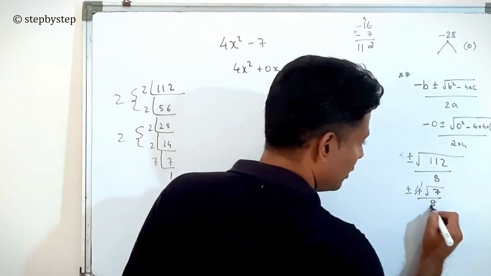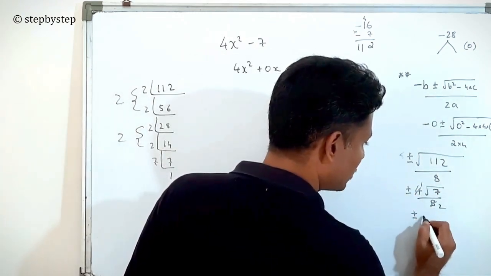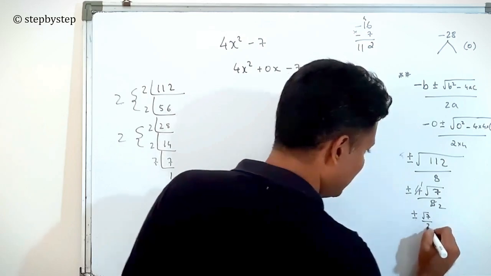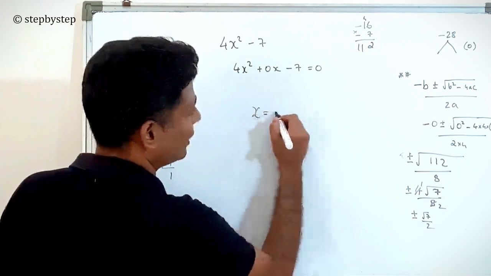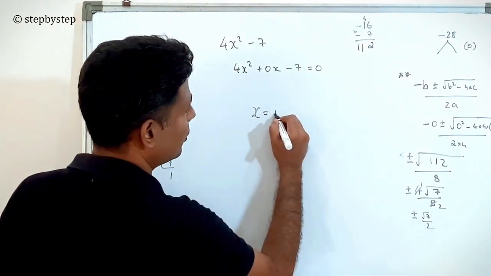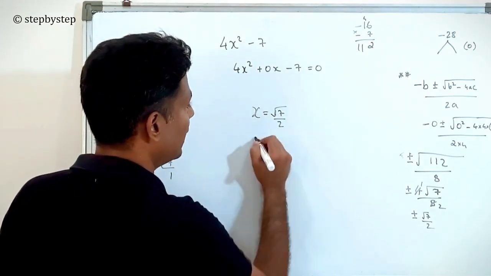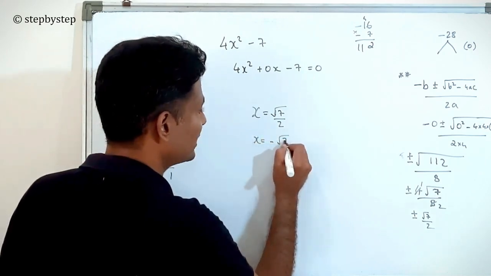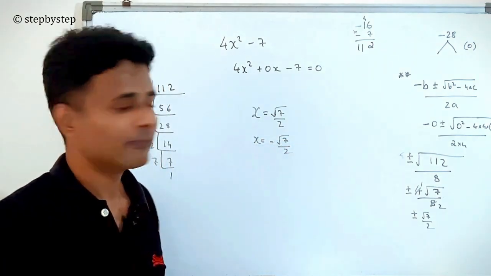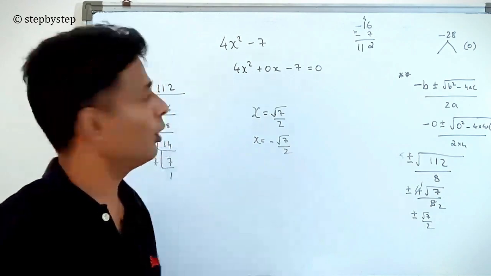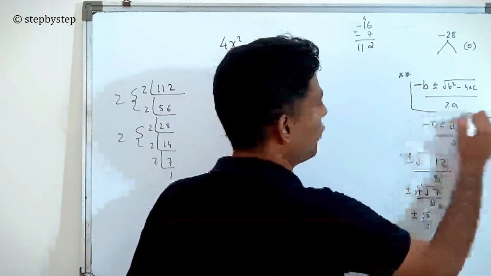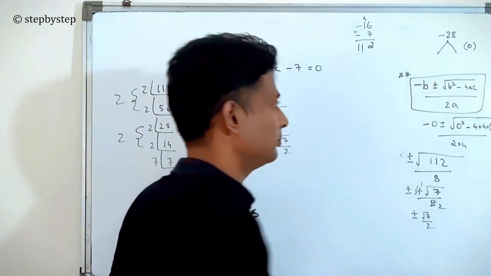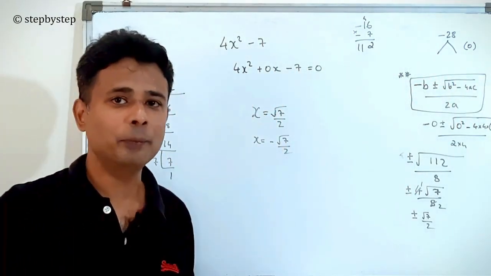So 4 ones are 4, 4 twos are 8, so what do we get? Plus or minus root 7 by 2. This is what we get. So directly we have the zeros. One is plus root 7 by 2 and the other zero is minus root 7 by 2. So these are the two zeros of this equation. So people, please remember this formula. Very important. Very, very important.